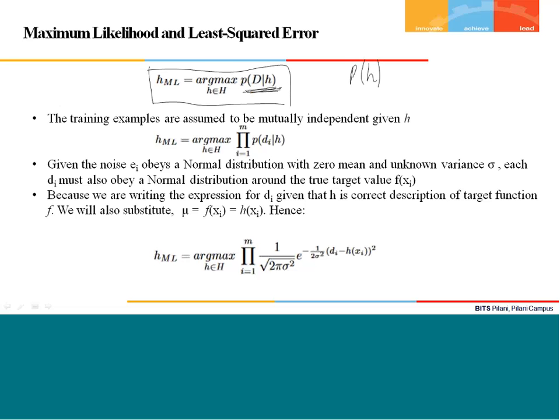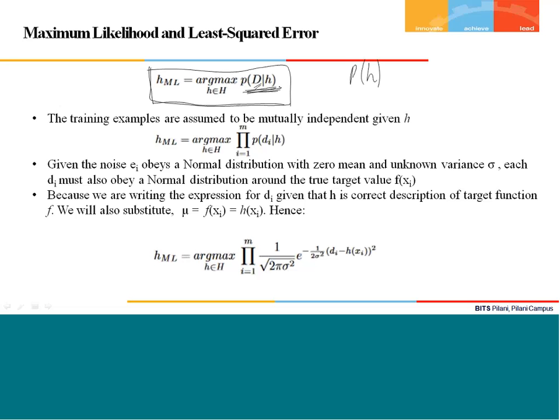So what is the probability? What is the probability that given a hypothesis, I can see this data? For every hypothesis, I have different probabilities. I want to find out that hypothesis that is maximizing this expression, right? So this is h_ML. I don't want to repeat it again and again, but it's the same thing.